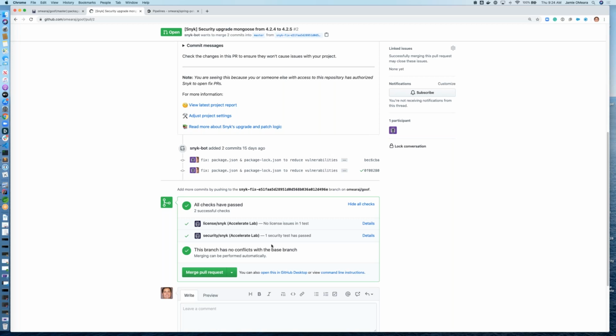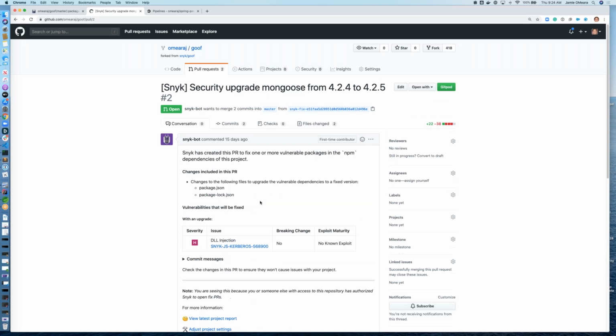And now the fixes for those vulnerabilities are part of my baseline going forward. And when other developers resync with GitHub, they now have those vulnerabilities fixed in their environment as well.